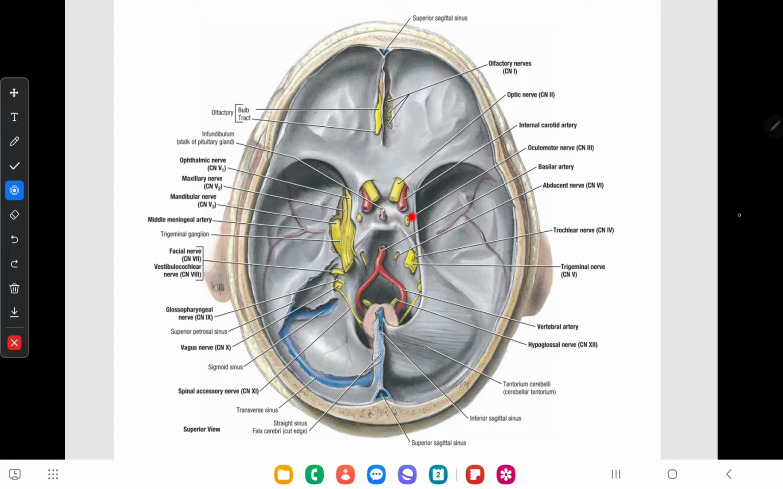In cavernous sinus thrombosis, the oculomotor nerve can be damaged, but not only the oculomotor nerve. There can be a lesion of the trochlear nerve, the abducens nerve, and the ophthalmic and maxillary divisions of the trigeminal nerve as well when there is cavernous sinus thrombosis.